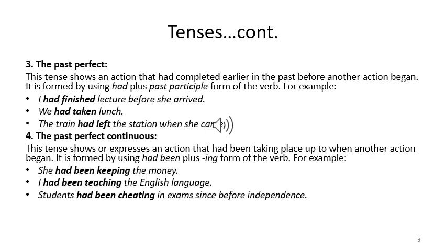So this one is formed by using had been plus the ing form of the verb. You can see that there is a difference between the past perfect and the past perfect continuous. She had been keeping the money. I had been teaching the English language. Students had been cheating in exams since before independence. So you can see that the past perfect continuous tense is an expression of an action that had been taking place up to when another action began. So this is called the past perfect continuous tense.